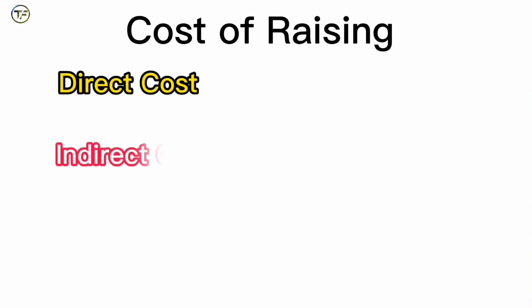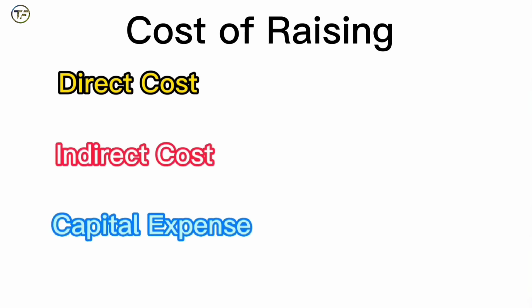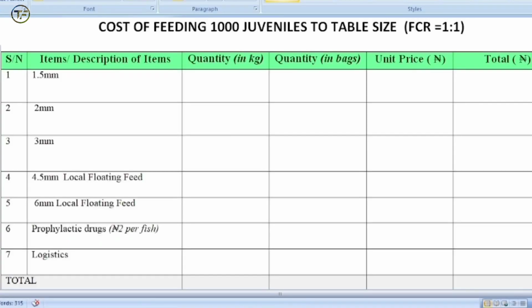Whilst the cost of raising involves so many other costs, ranging from the direct cost, the indirect cost, the capital expense, etc. So in today's video, I'm going to be adding the cost of feeding, the cost of logistics, and the cost of medication. So these are the things that you're going to be seeing in our calculation today.